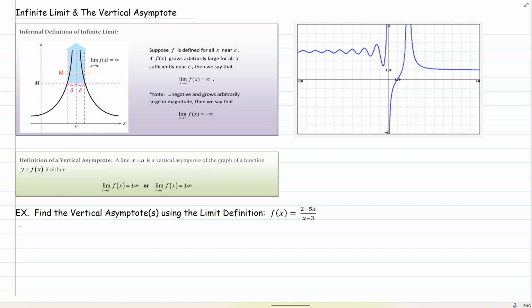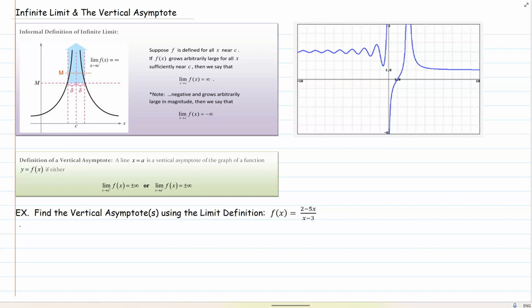In this video, we will talk about the informal definition of infinite limit and how it relates to the vertical asymptote. And then we're going to proceed on a unit on graphing functions. So what we want to do is tie in limit and graphing functions.